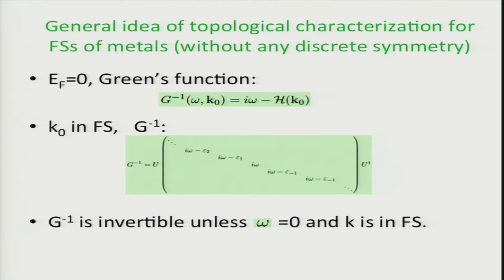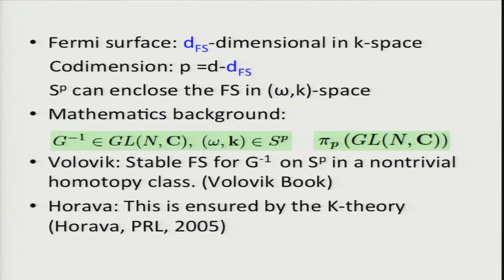Okay, we do not start from the Hamiltonian, we start just from the propagator or Green's function. For example, we choose E_F equals 0 for simplicity. Then what is the Fermi surface? Actually, the Fermi surface is at the pole of the inverse of this Green's function. So this is invertible unless omega is 0 and k is in the surface. So there is a pole in this one. So for the Fermi surface, actually it is for any kind of topological bands.